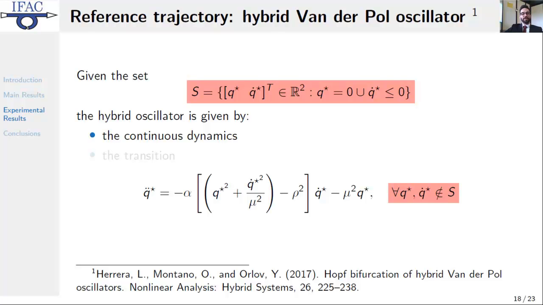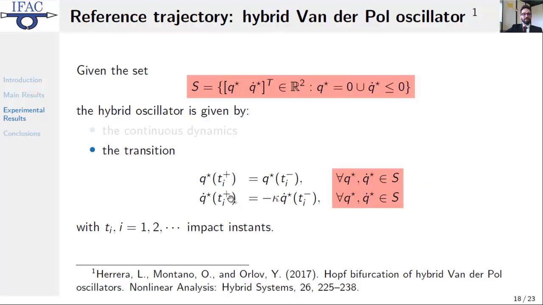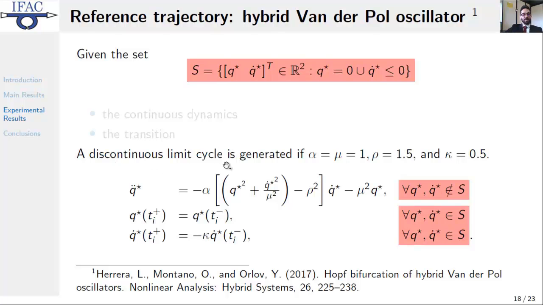The reference trajectory is given by the hybrid van der Pol oscillator. Given the set S, the hybrid oscillator is given by the continuous dynamics as shown here outside this set, and by the transitions shown here when the system is inside the set, with this T sub E impact instance. A discontinuous limit cycle is generated if alpha equals mu equals 1 in these equations, rho equals 1.5 and kappa equals 0.5.